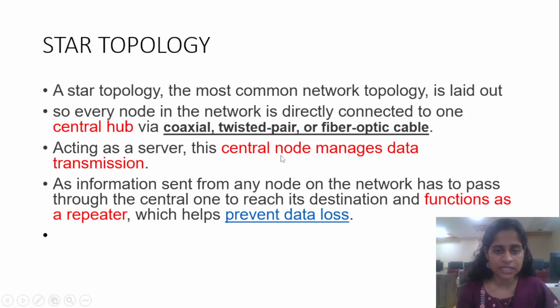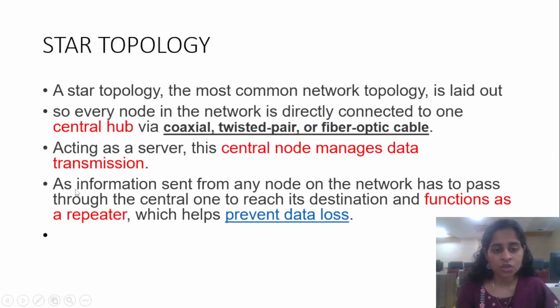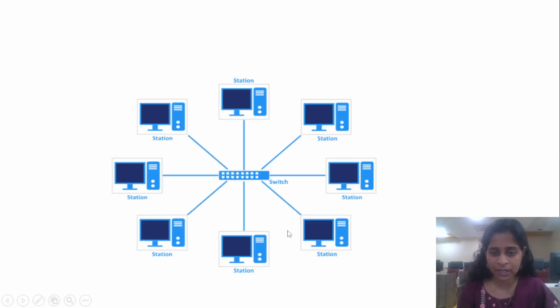And the central node or central hub will manage the data transmission. And here we know that this is that central hub. This will manage who is sending. This hub will know who will send the data, where is the destination, who is the source, from where to where we have to send all details, and it will act like a repeater only. It will also help to prevent the data loss because the central hub will get the data and it will pass the data. So that is what is written here. As information sent from any node on the network has to pass to the central hub, which will function as a repeater as well as help to prevent the data loss.